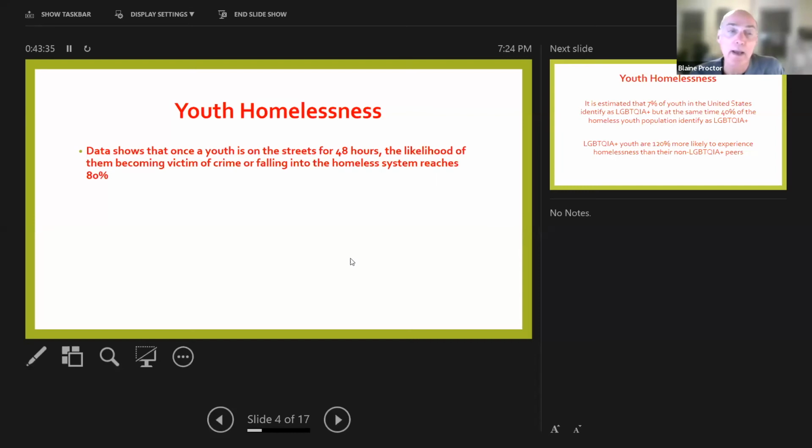Every year, there's an estimated 4.2 million youth and young adults who experience homelessness, of which about 700,000 are unaccompanied minors, which means they are not part of a family or accompanied by a parent or a guardian. On any given night, approximately 41,000 unaccompanied youth between the ages of 13 and 25 experience homelessness. Data shows that once a youth is on the streets for 48 hours, the likelihood of them becoming a victim of a crime or falling into the homeless system reaches 80%.